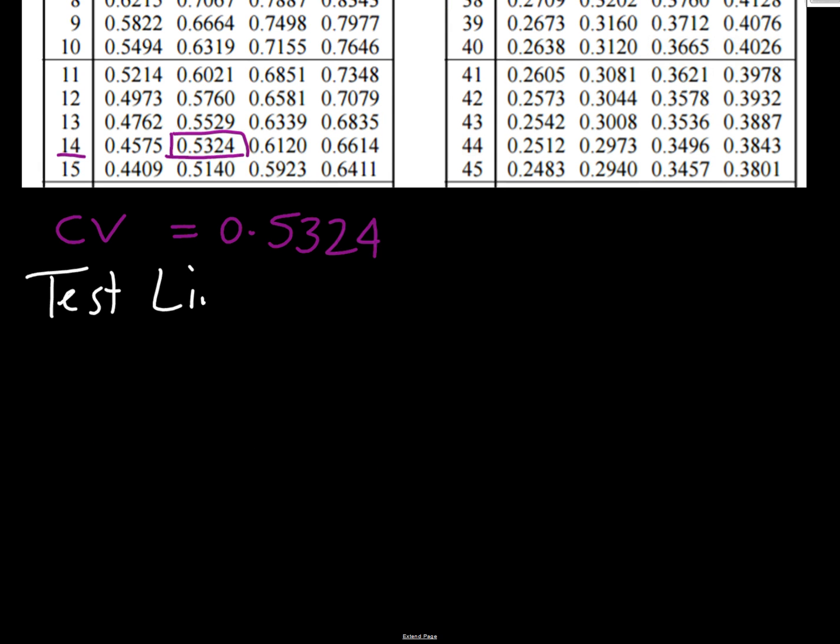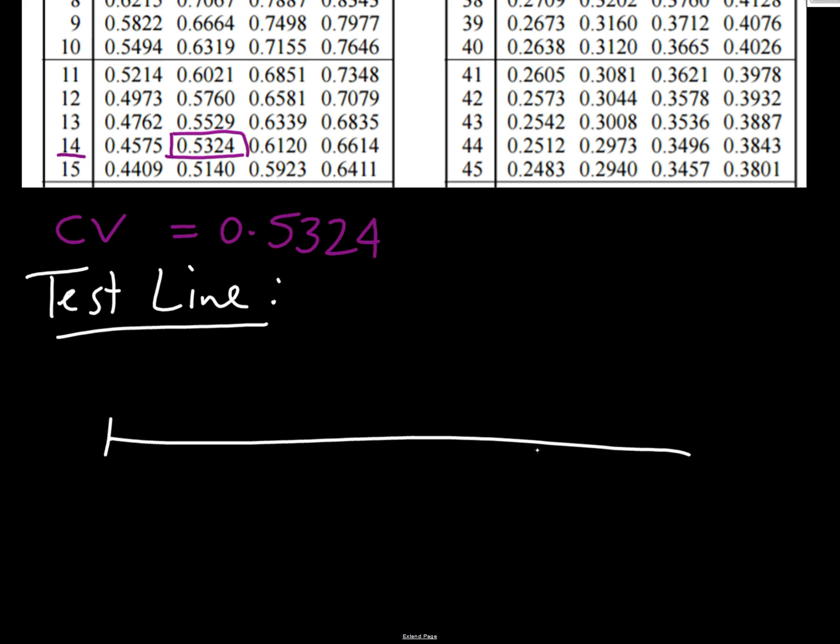Now let's start using that, and I want to create a test line. What do we know about this? Our correlation coefficient ranges from -1 to +1. Our null hypothesis is that there's no correlation, so it's there in the middle. In terms of our critical values, we've worked those out, and it's a two-tailed test, so we've got a critical value here at plus 0.5324.